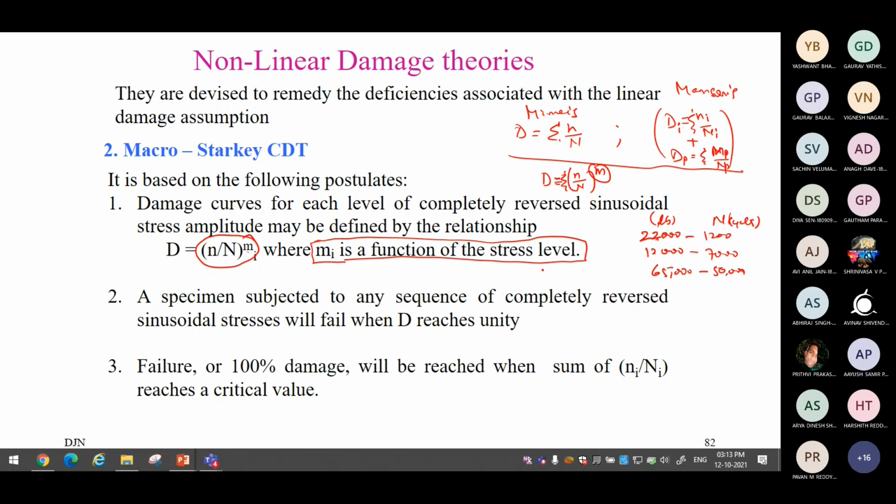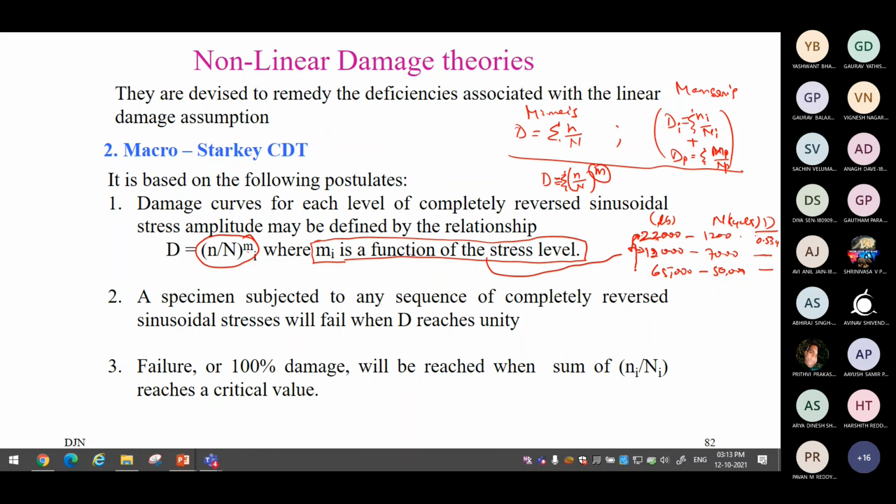If you use Markov-Starkey theory, what may happen is you might get some damage here. Say D, you will get some damage, 0.534. Here for 7,000, you may not get the damage. You may not even get the damage, could be 0, just because the previous load was much higher than this. So that is what is meant by function of the stress level.